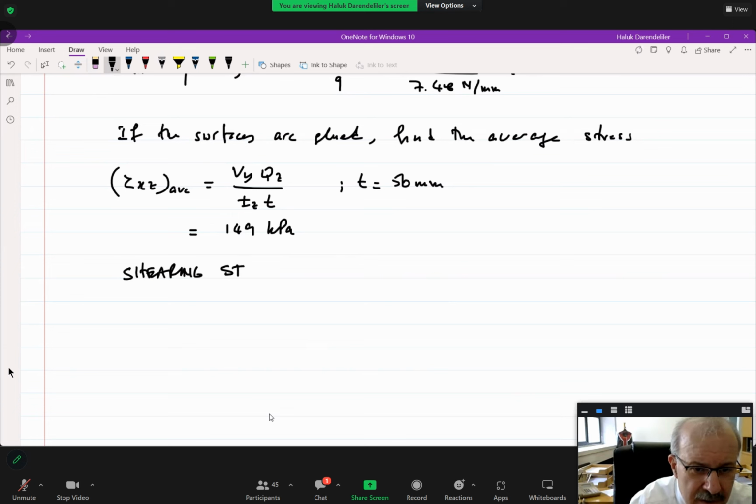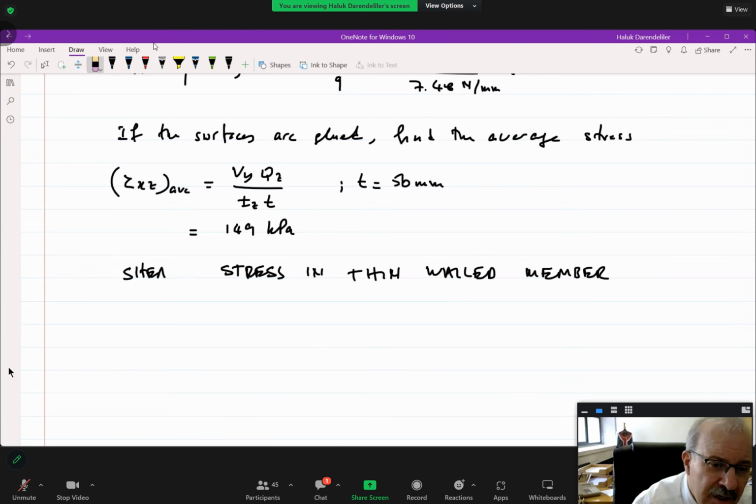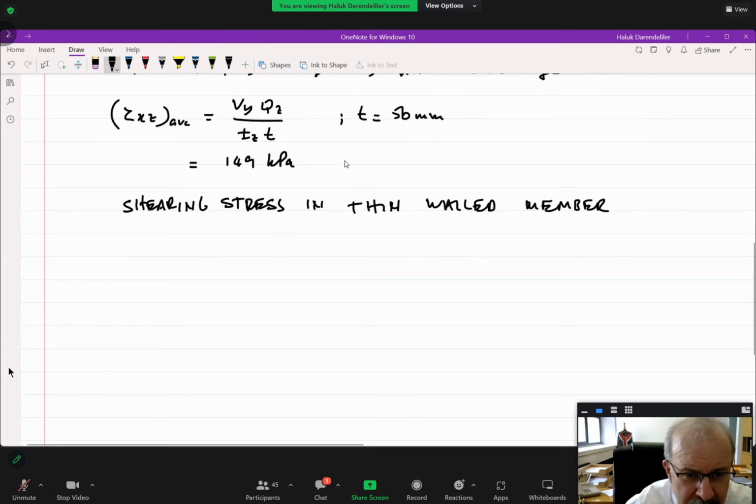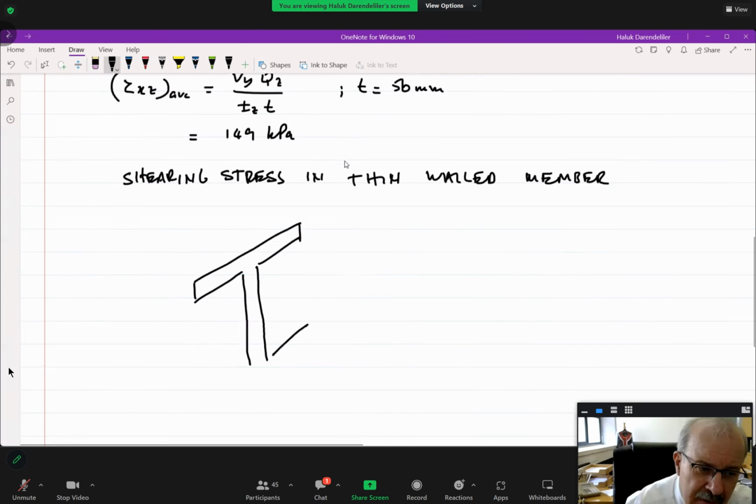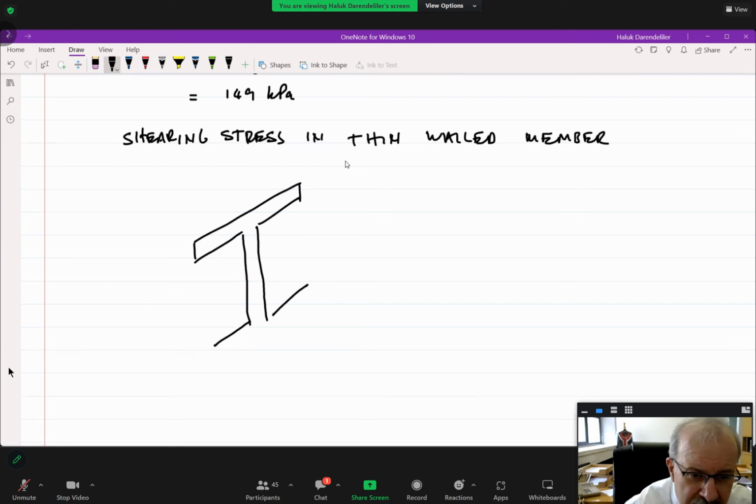Shearing stresses. Now look, we will be talking about shearing stress in thin walled members. Now, actually, in thin walled members, instead of talking about shear, we talk about shear flow. But still, let's investigate the shearing stresses. Now, one example is an I-beam. Consider this I-beam like that. This is the I-beam that we are now trying to find the shearing stress on.